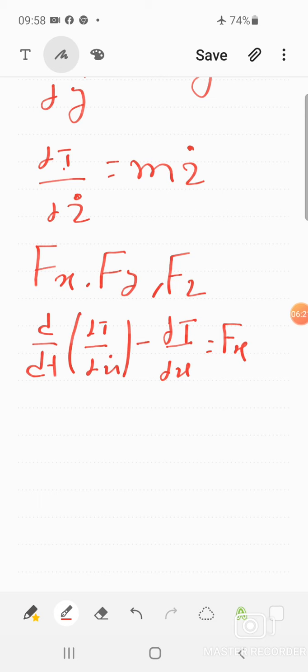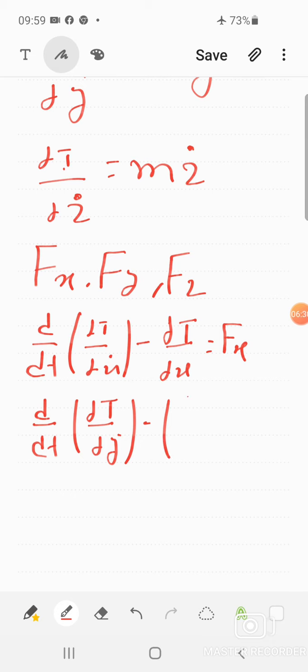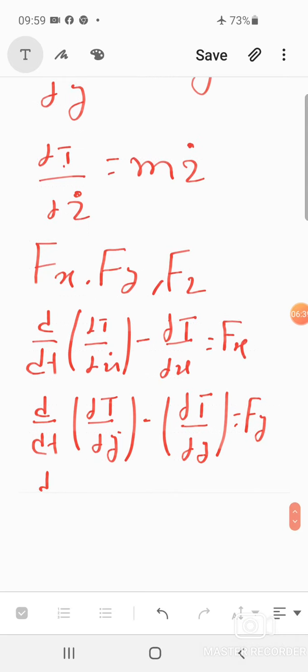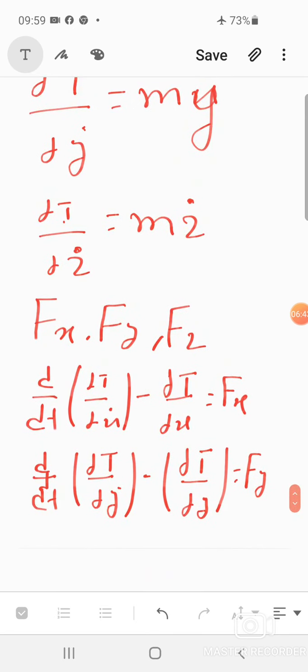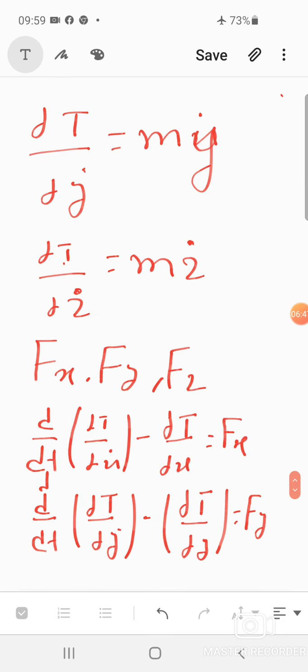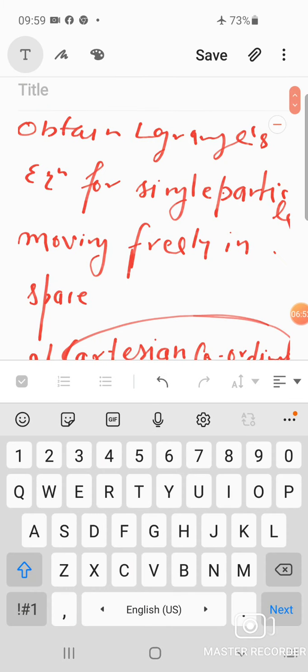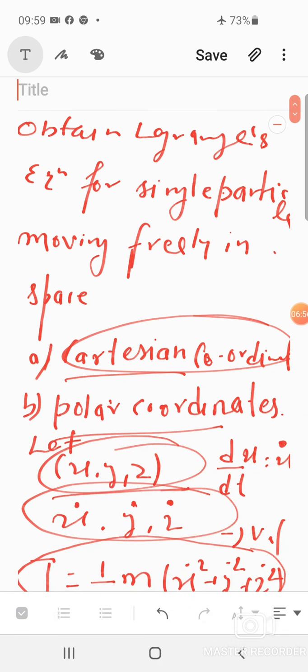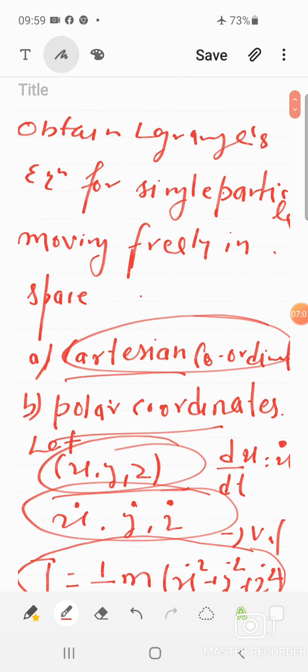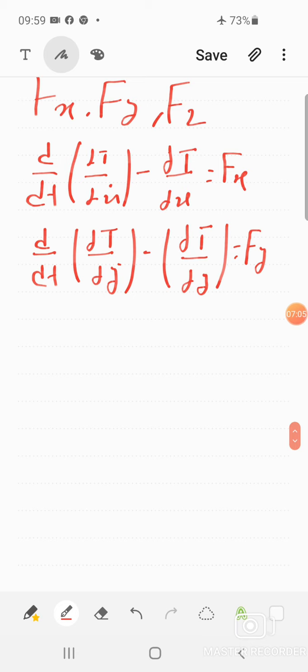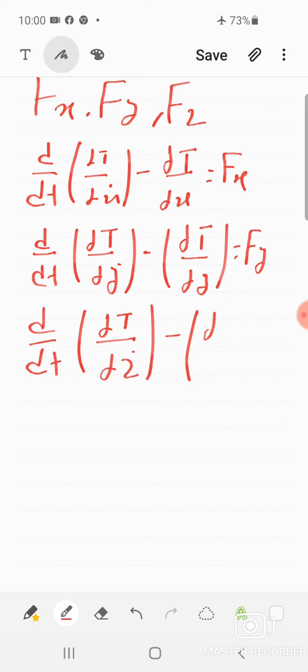Similarly, for y, d by dt of curl T by curl y dot minus curl T by curl y will be equal to Fy, and similarly d by dt of curl T by curl z dot minus curl T by curl z will be equal to simply Fz.